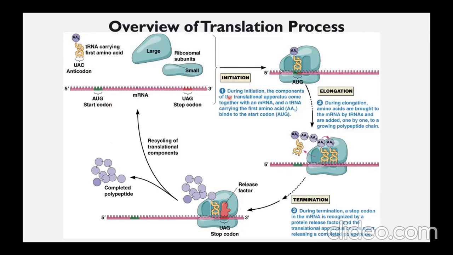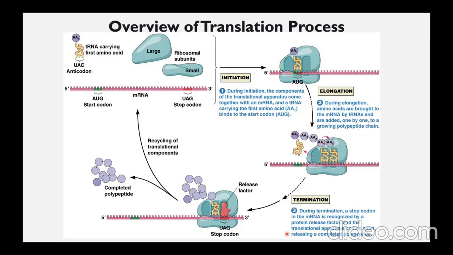The first one, during initiation, the components of the translational apparatus come together with an mRNA and a tRNA carrying the first amino acid. This is initiation. It can bind to the start codon AUG. Next one, elongation. During elongation, amino acids are brought to the mRNA by tRNA. They enter the A site one by one and add to the growing polypeptide chain. It adds at the P site, the peptide site, and then they can leave at the E site. So that is elongation.